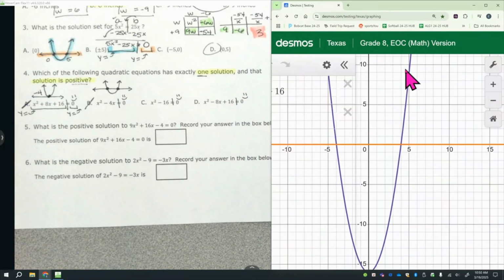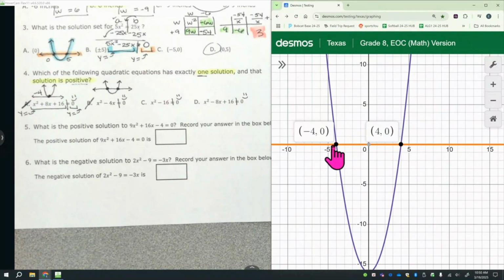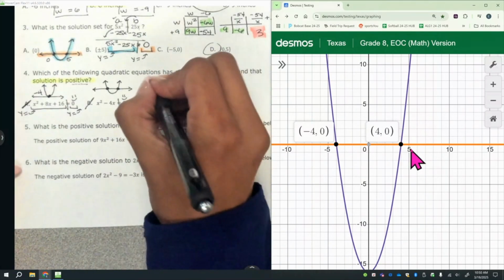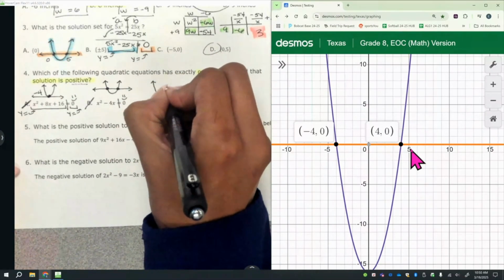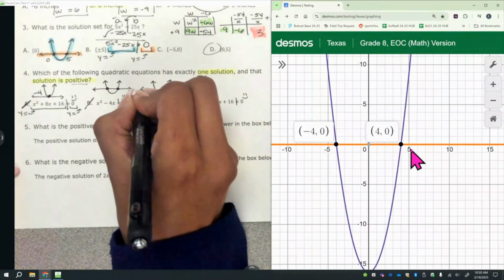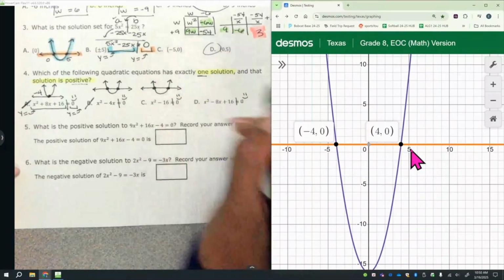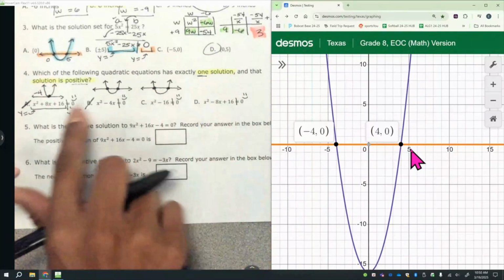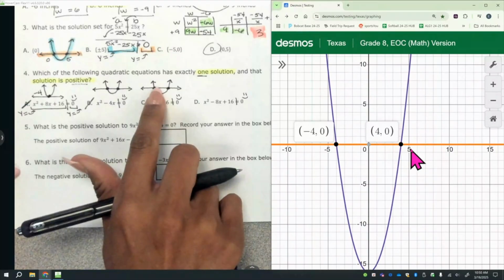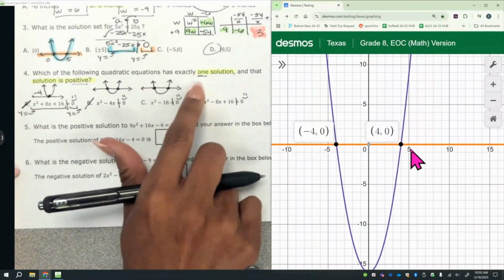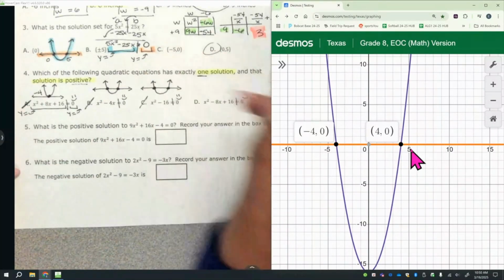Let's look at our parabola. How many times does it cross my x-axis? 2 times, which means I have 2 solutions. So let's draw that again. This is what it looks like, and this is where they touched. We're looking for 1 solution, like answer choice A. This one has 2 solutions, so C also cannot be my answer.